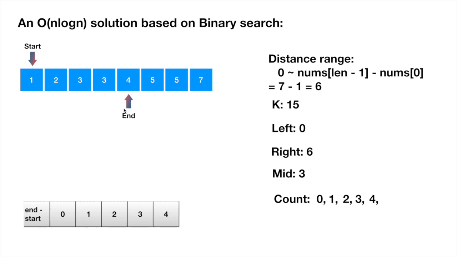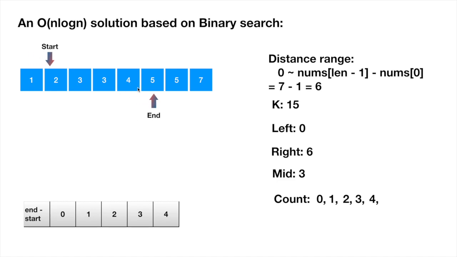Move to 4. Calculate the count, which equals 4. Notice that our mid is 3, which means we need to find the distances which are smaller than or equal to 3. So if we keep moving the endpoint to 5, we can find that our largest distance is 5 minus 1 equals 4, which is bigger than our mid. So we should move our start pointer.